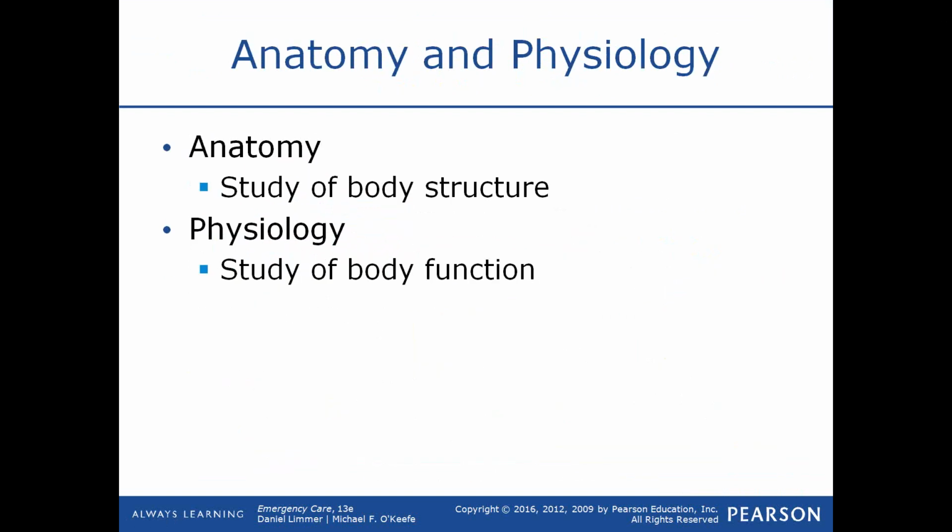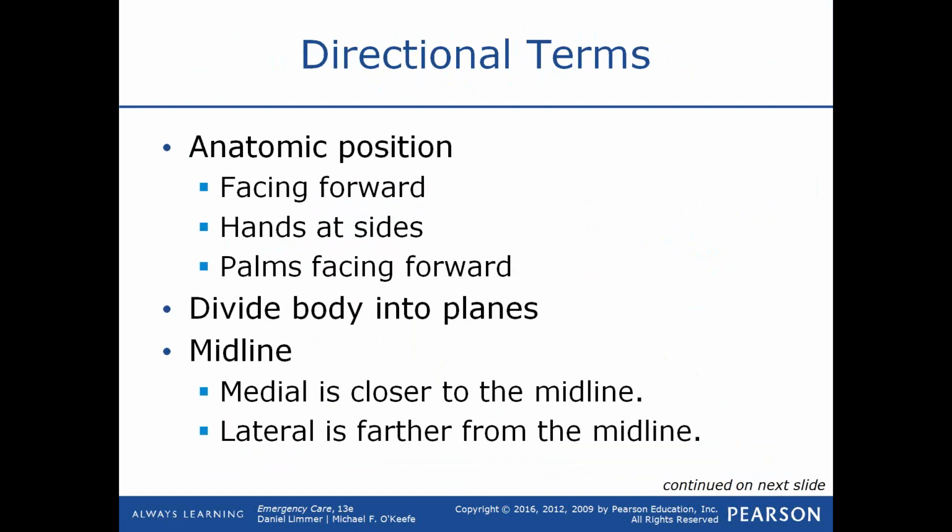Now, anatomy and physiology refers to the study of the body structure, which is anatomy, all the parts of the body, and physiology is how these body parts all work together. There are some directional terms that we use when describing a patient. The correct anatomic position is when a patient is facing you, their hands are at their sides, their palms are facing you as well. That is the correct anatomic position.